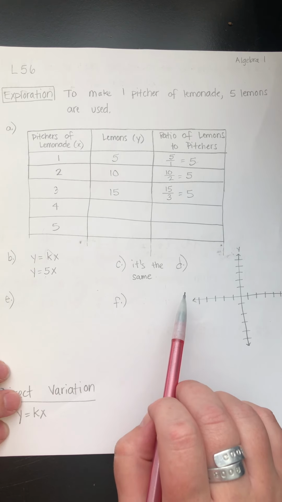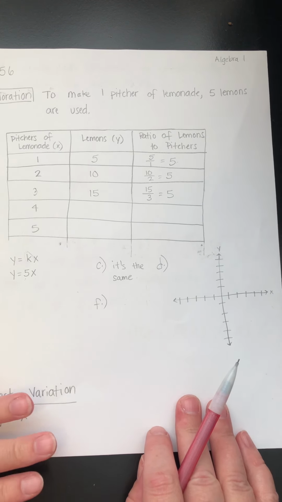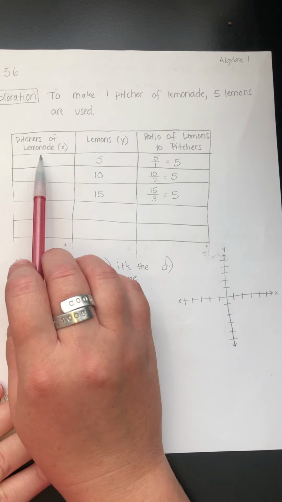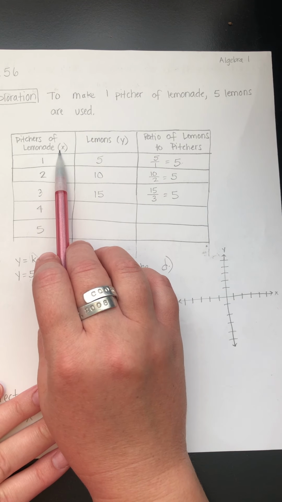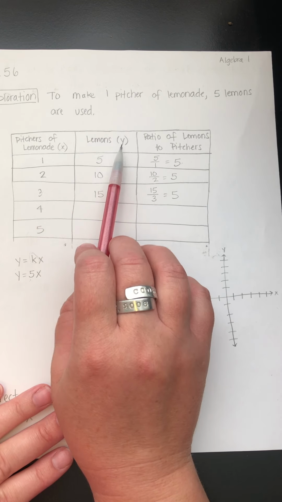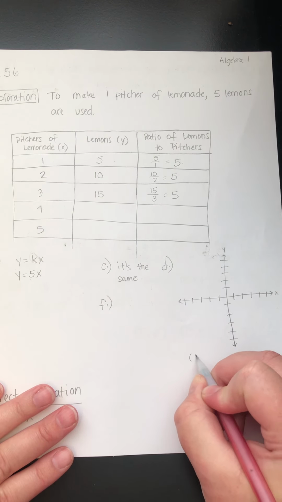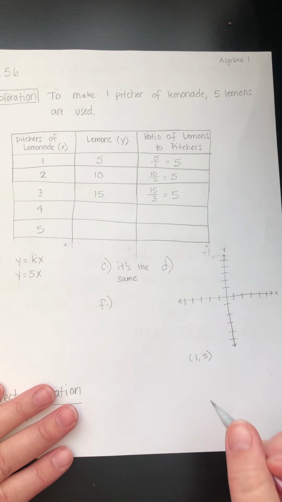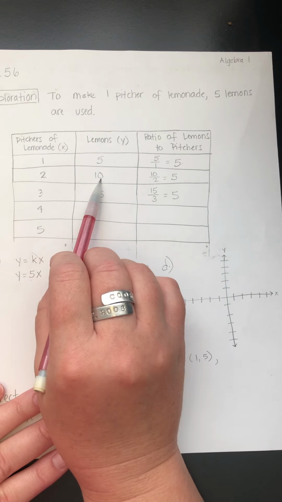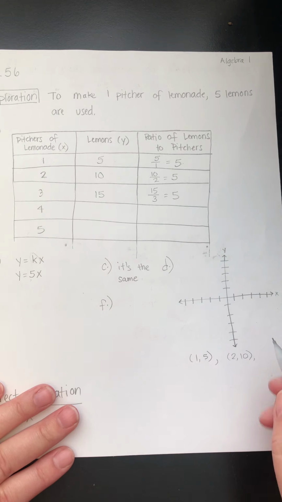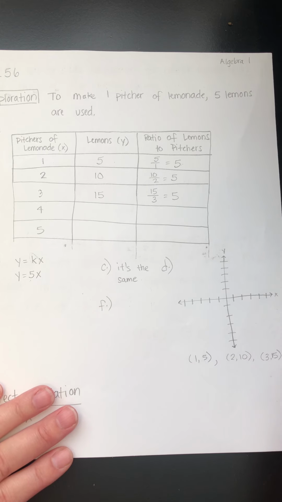Next, they ask you to graph the function. So here, you're just going to take your pitchers and your lemons. You're going to have some ordered pairs. X is going to be your first ordered pair and y. So our first one would be 1, 5. X, y. That's how we write our ordered pairs. Our next one would be 2, 10. And then our next one would be 3, 15. I don't even think I have enough space here to do 3, 15, but we'll graph this.